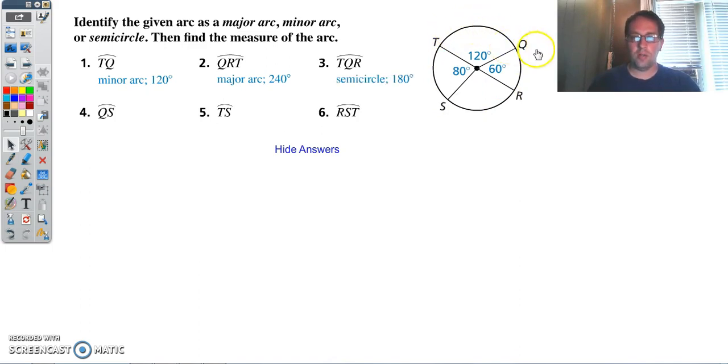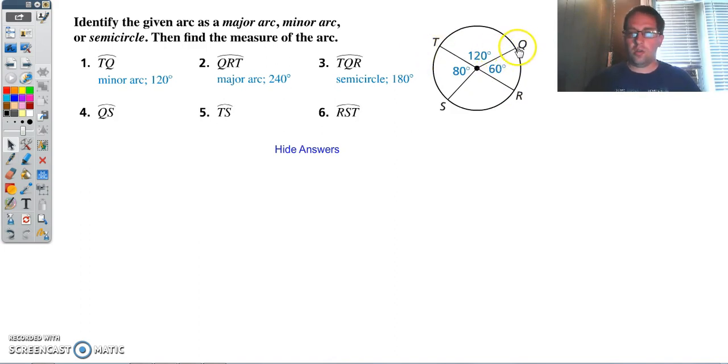All right, number 3, this is TQR. Well, you add those up, and that's 180 degrees, right? Which is a semicircle. It's half a circle. So this is a semicircle right there, which means that TR is a diameter.